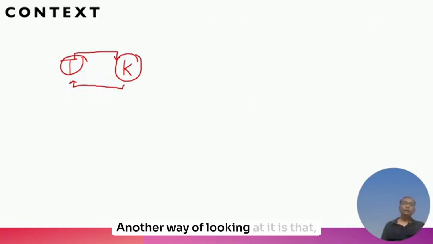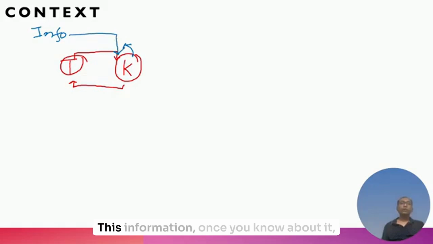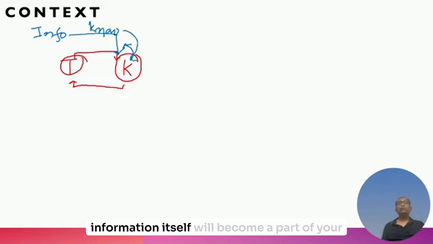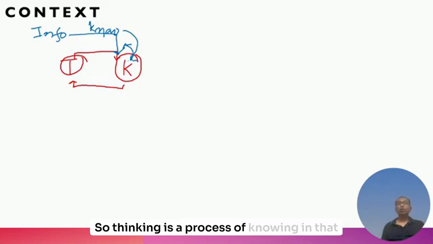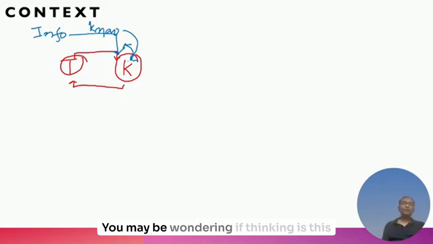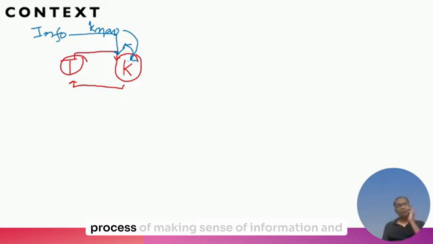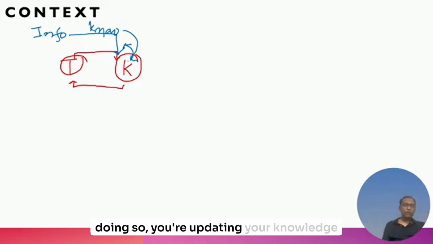Another way of looking at it is that you have your knowledge base, which is a connection of meaningful units of information. When you have new information, you do not know anything about it. This information, once you know about it, meaning once you learn, this known information itself will become a part of your knowledge. So thinking is a process of knowing in that sense. You may be wondering, if thinking is this process of making sense of information, in doing so, you're updating your knowledge base.